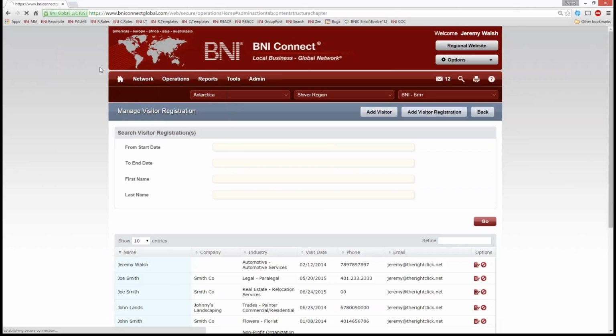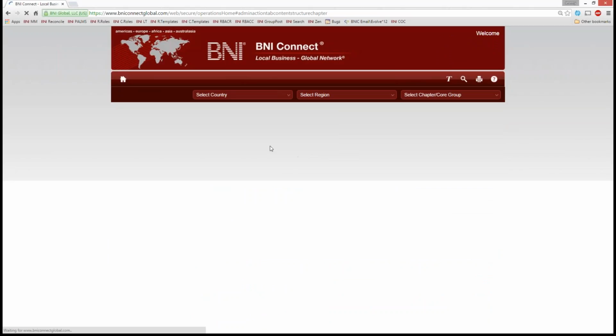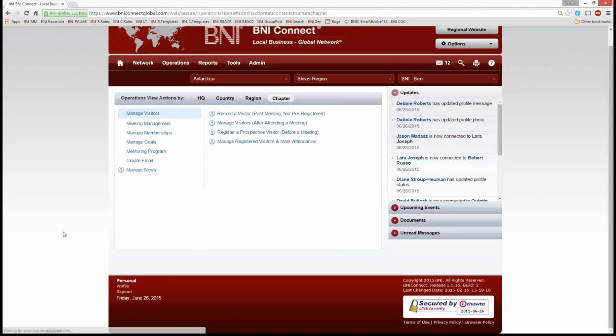All right, let's go back to the operations menu and look at a couple of other things. So that's really a lot to do with the visitor process. Let's take a look at the next menu here, which is the meeting management. And this has to do with the weekly managing of your meetings, which is largely two things: the POMS reports and editing the speaker rotation. So entering your speakers in for the next 6 to 8 weeks.